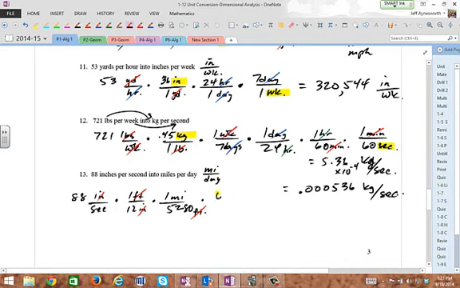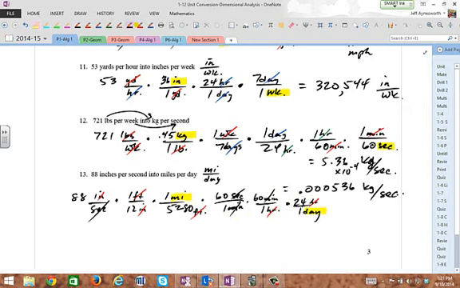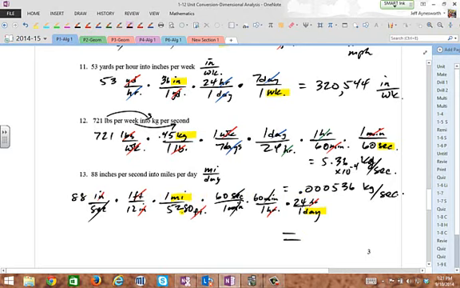So times, I know that there's 60 seconds per minute. I know that there's, the seconds cancel, I know that there's 60 minutes per hour, so the minutes cancel. And I know that there's 24 hours in a day, so times 24 hours per 1 day. And then my last canceling, hours cancel out, and I end up with miles per day, which is my desired units. So what does this equal? I don't know. 88 times 60 times 60 times 24 divided by 12 divided by 5,280.